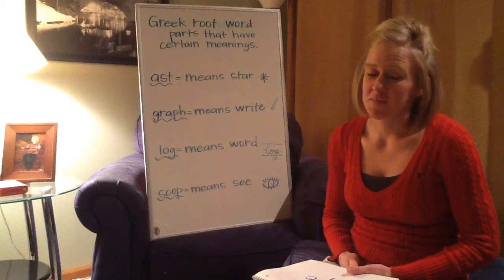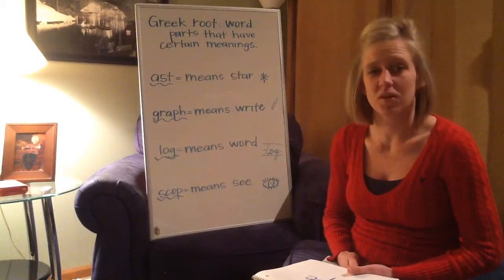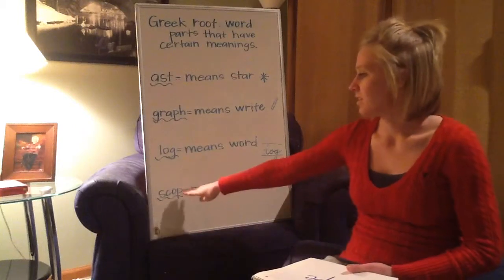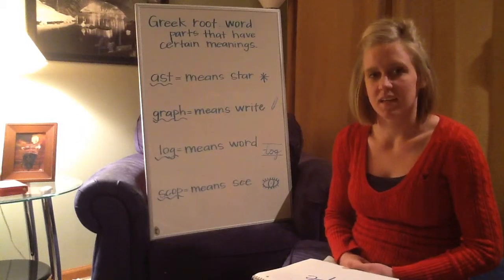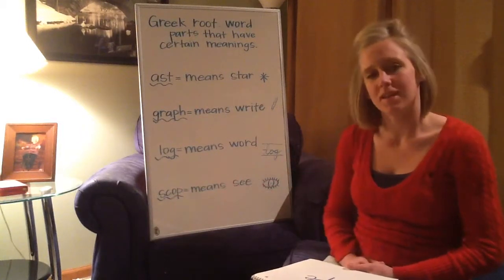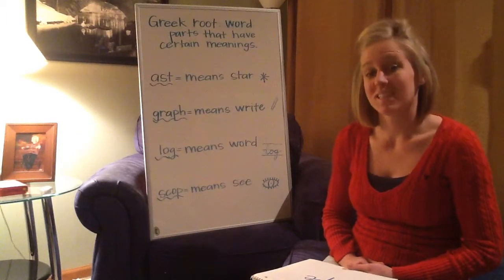Your words just keep getting better and better. The last Greek root that we are going to talk about today is scop or scope, spelled S-C-O-P. And this means see. So if you see S-C-O-P in a word, it means that it's probably going to have to do something with seeing.